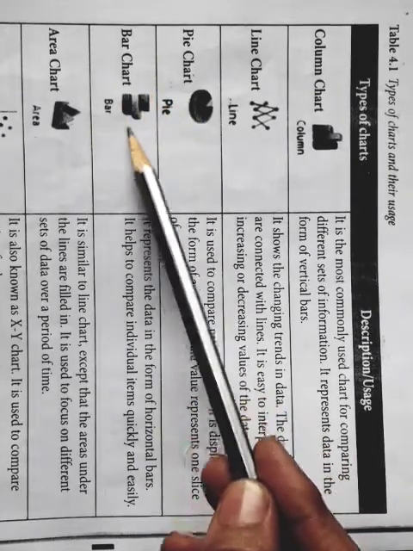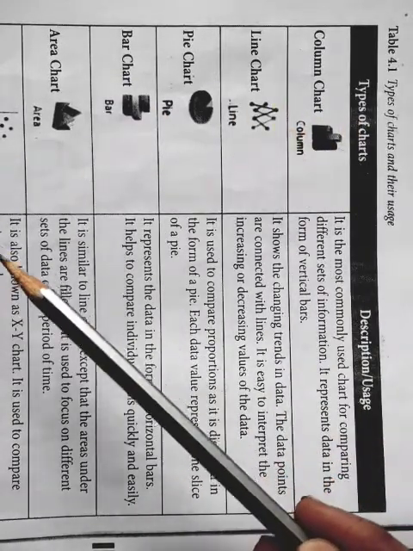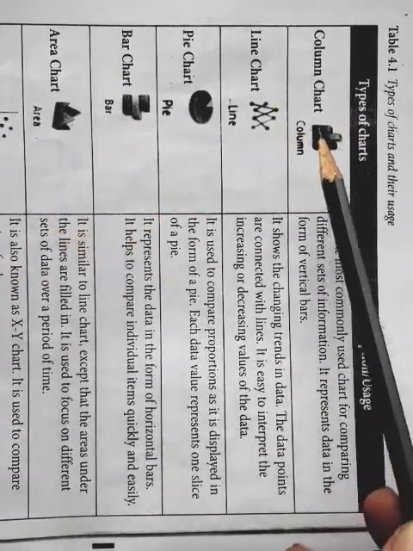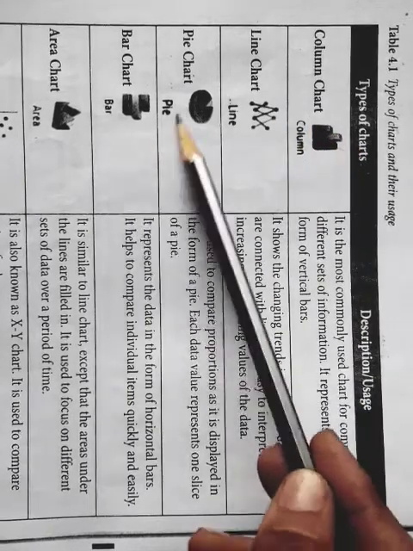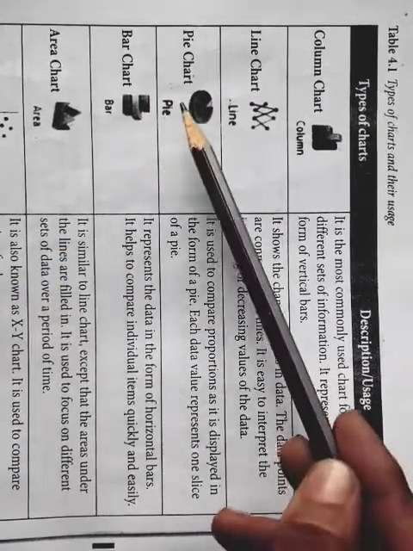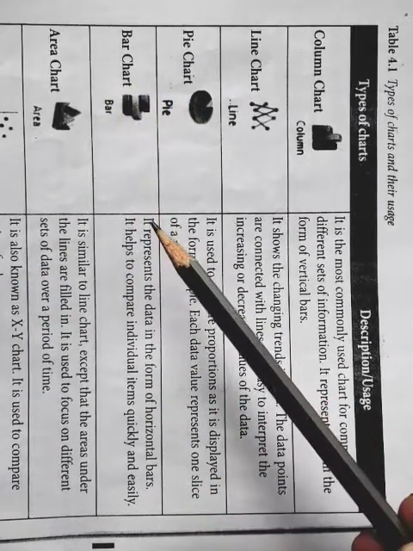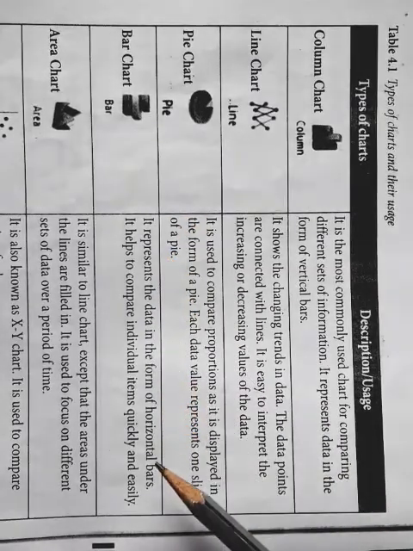The next type of chart is the bar chart. Your bar chart looks very similar to the column chart. The only difference is that in a column chart there are vertical bars, and in a bar chart there are horizontal bars. The bar chart represents the data in the form of horizontal bars.